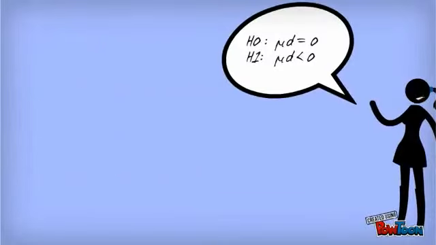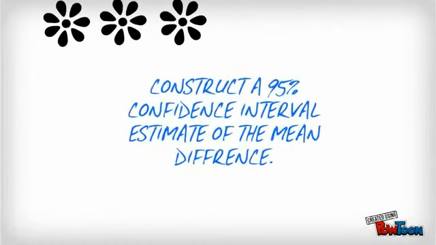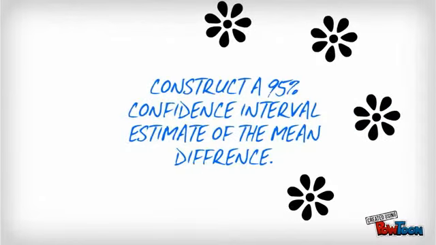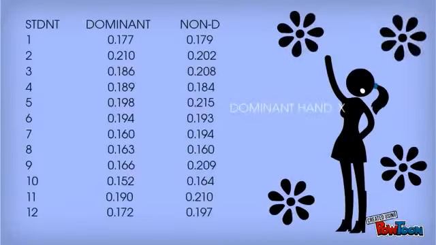Remember, the null hypothesis is the mean difference is equal to 0, and the alternative hypothesis is the mean difference is less than 0. Your mission, if you choose to accept it, is to construct a 95% confidence estimate of the mean difference. Here is the data that Professor Brown collected.